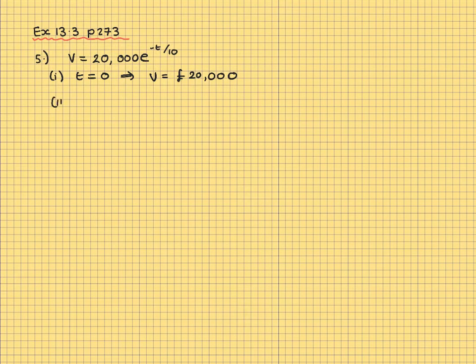Part 2, find the value to the nearest pound after 3 years. So we substitute in t equals 3, which gives us v equals 20,000 e to the negative 3 over 10. So you need to use your calculator to evaluate this.